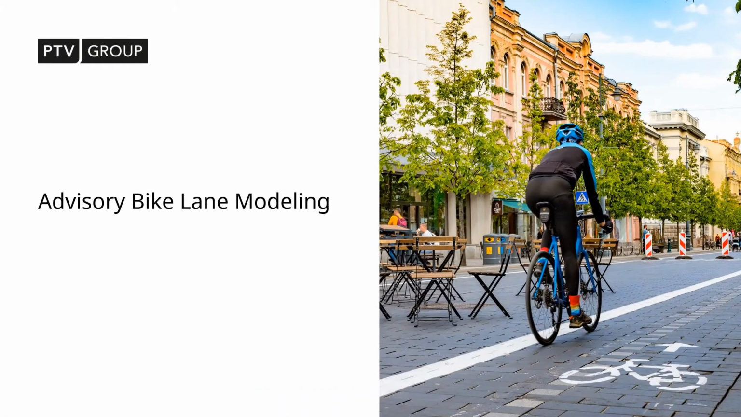The next one is a much lighter topic, but I found it quite interesting as well. I've tried to check whether this advisory bike lane could be mimicked by using Vissim. Here's the result, at least based on the trial that I've been making.